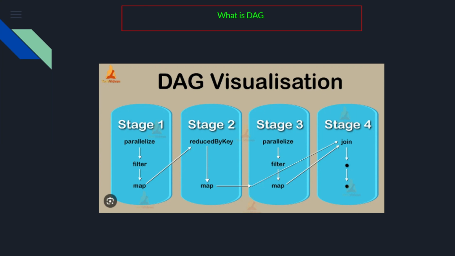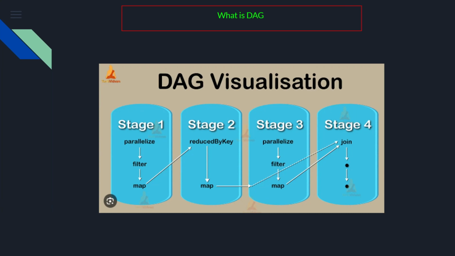So when you perform transformations on a data frame or RDD in Spark, such as filtering, aggregating, or joining, a logical execution plan is created, and that plan is called a DAG. And this plan is then optimized by Spark's Catalyst Optimizer to generate an optimized physical plan that takes advantage of various optimizations and parallelism techniques.